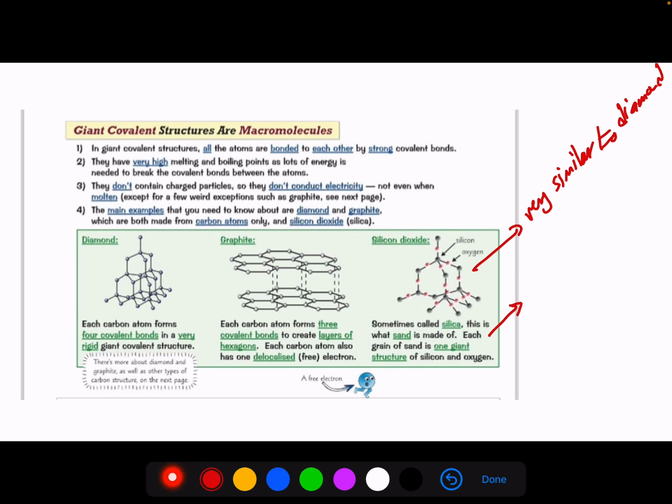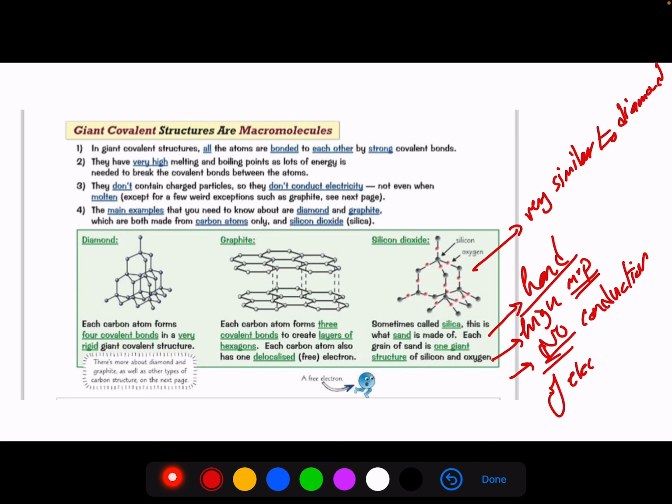Again, do you expect that structure to be hard or soft? Hard, definitely. 4 strong covalent bonds, right? High or low melting point? High. High melting point, just like diamond. Because there are many strong covalent bonds that require a lot of energy to break. Conducts electricity or no? No conduction of electricity. Okay? So very, very similar to diamond. Now let's move to graphite.